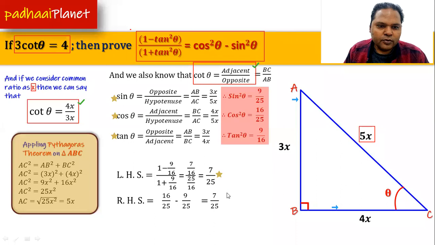So this is how we have got the values, and we can clearly see that both the LHS and the RHS, they are equal to each other, right? And hence we can say that yes, the expression stands true if cot theta is equal to 4, right?